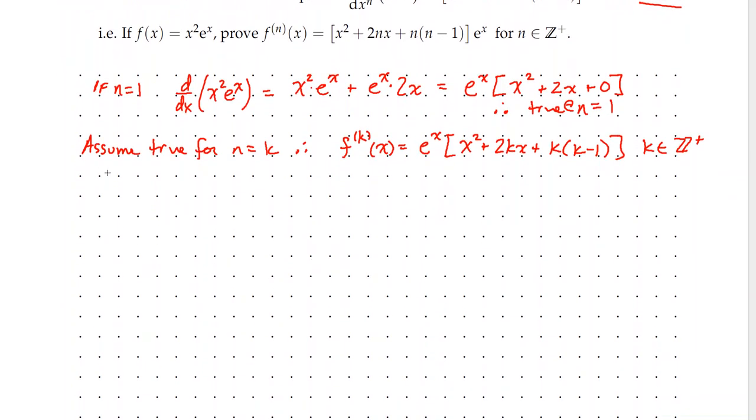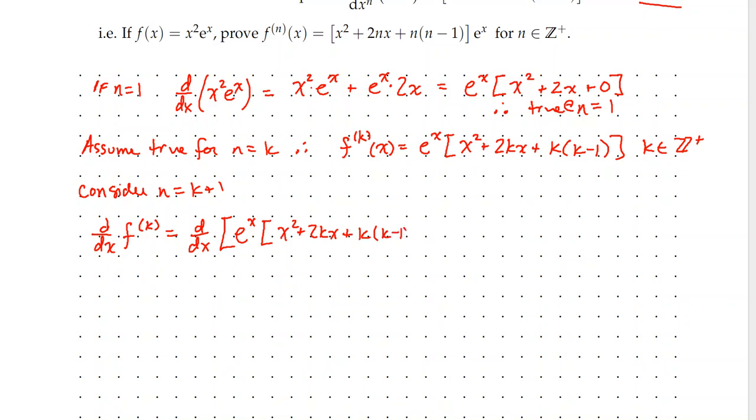Okay. Then, after assuming true for n equals k, we're going to consider when n is equal to k plus 1. All right. So when n is equal to k plus 1, that's going to be our k plus 1 derivative. So that's going to be our derivative with respect to x of our kth derivative, which is the derivative with respect to x of e to the x times x squared plus 2kx plus k times k minus 1.